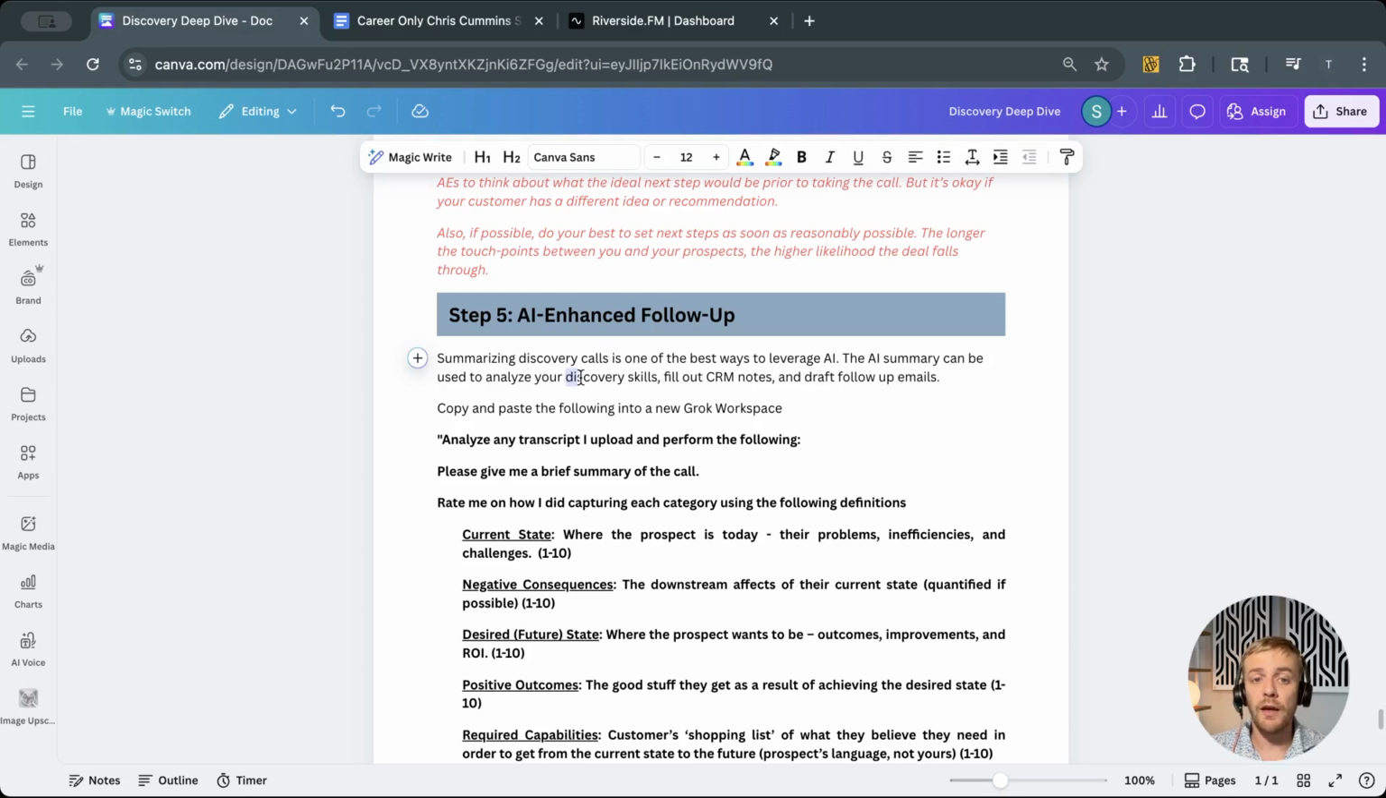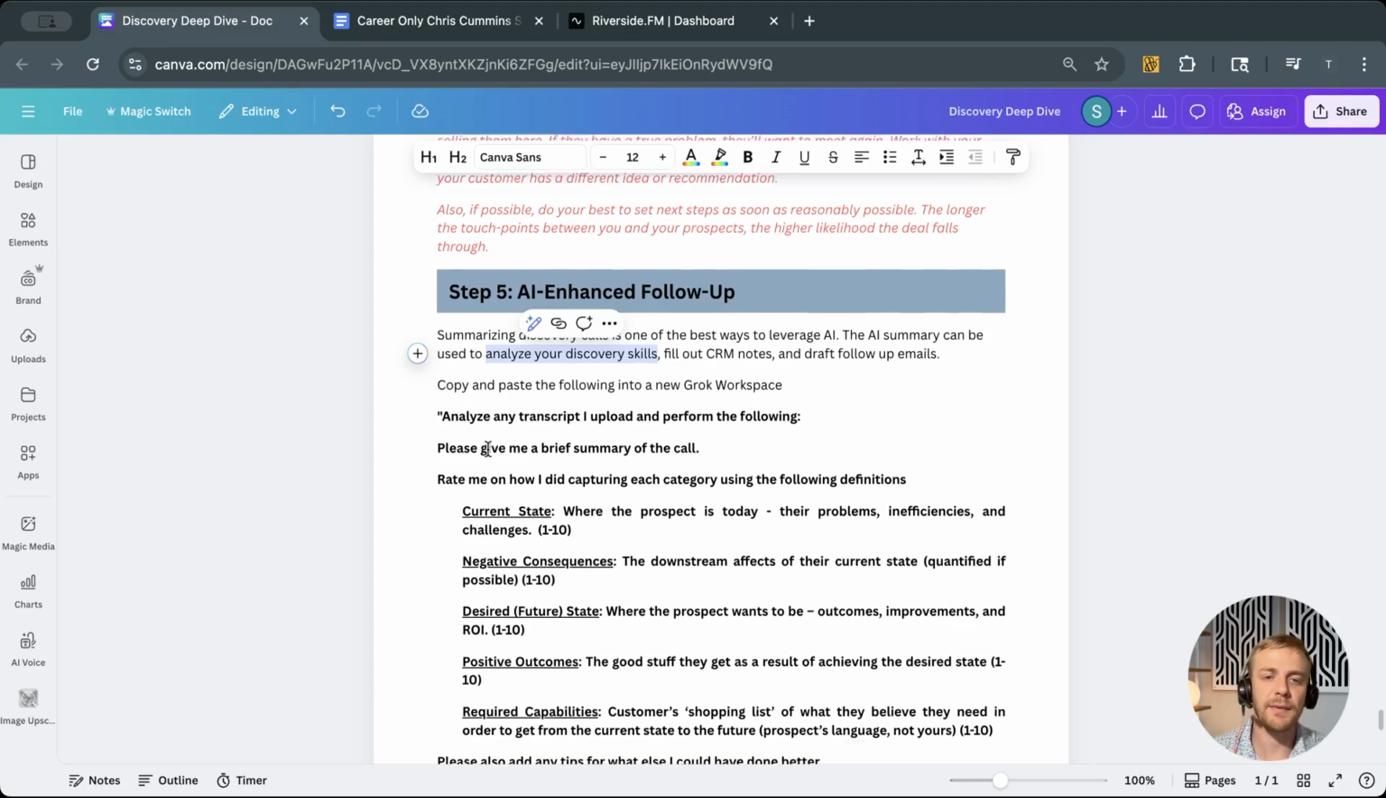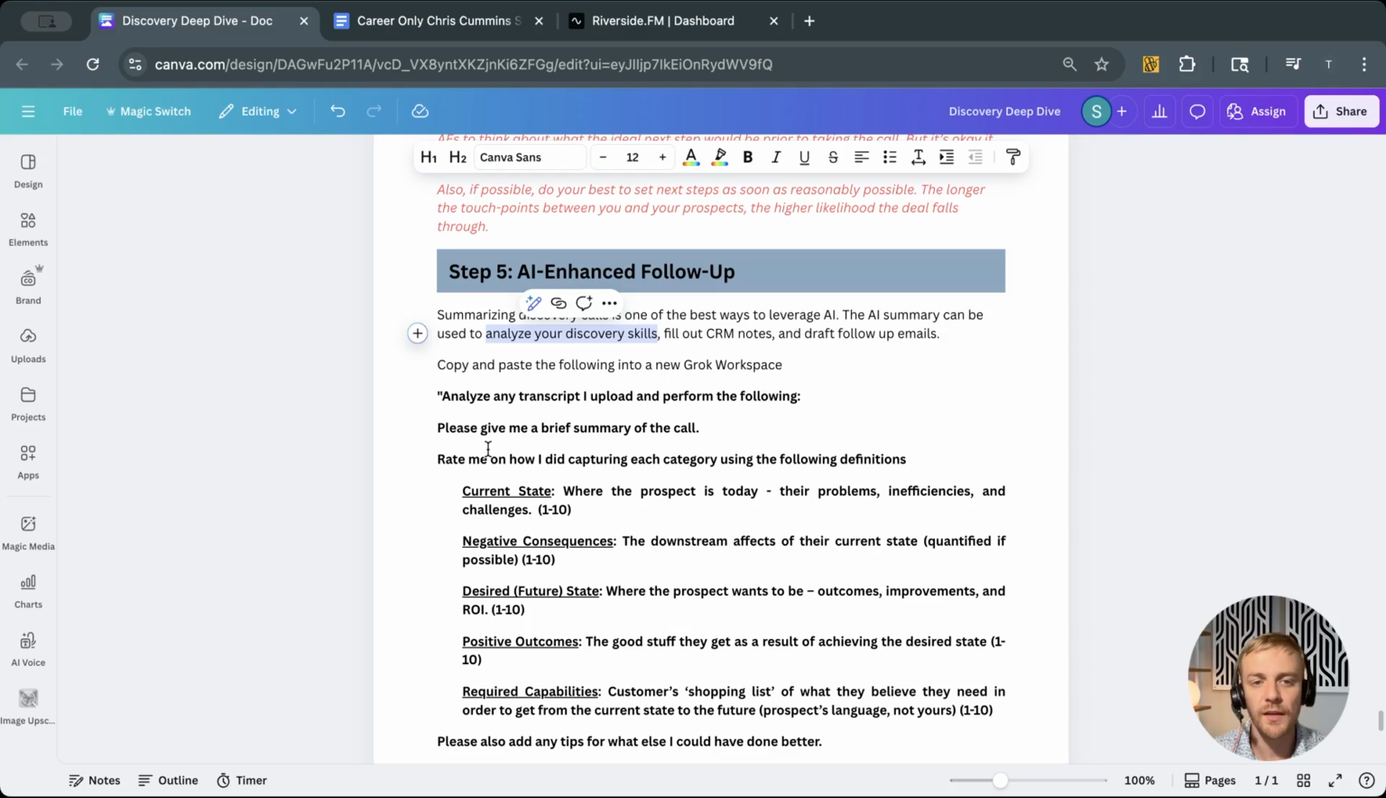It can be used for just analyzing your own discovery skills, filling out CRM notes, and drafting up follow-up emails. I imagine most of you watching this are doing this. Maybe, and less of you are probably doing this, and even less of you are doing this. This is underrated. It's good to put yourself under the microscope, and it's good to let your manager see it, but a less uncomfortable way to review your own skill set is to ask AI instead of your manager, because your AI won't judge you. One of the benefits of Grok or ChatGPT or whatever.